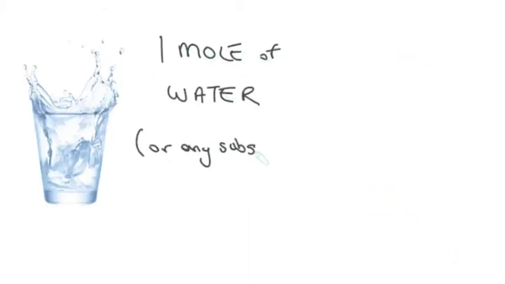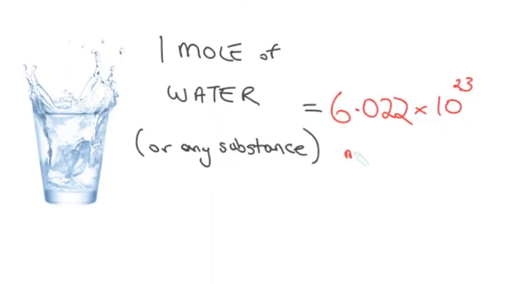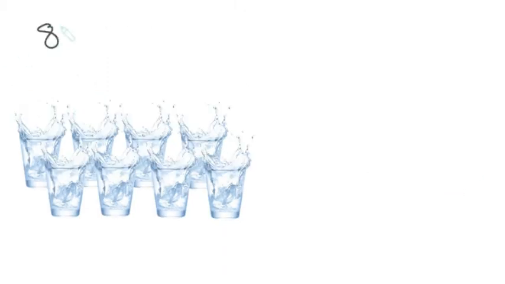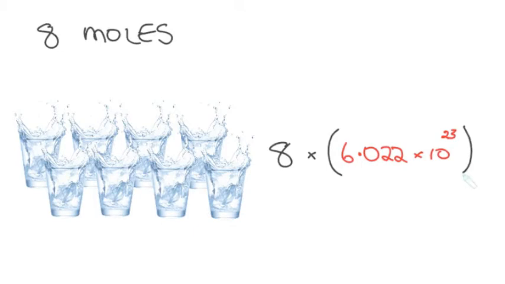So if we have 1 mole of water, we know that we have 6.022 times 10 to the 23 molecules of water. 3 moles of water would be 3 times 6.022 times 10 to the 23. 8 moles of water would be 8 times 6.022 times 10 to the 23, and so on.